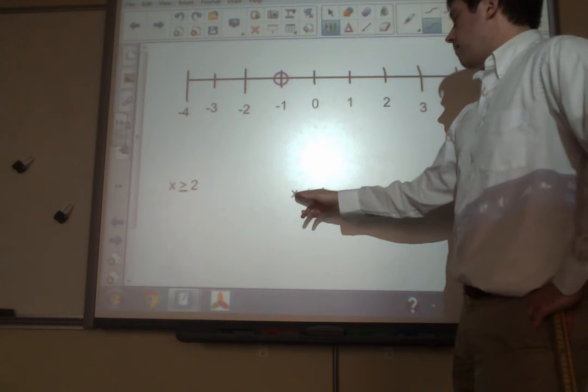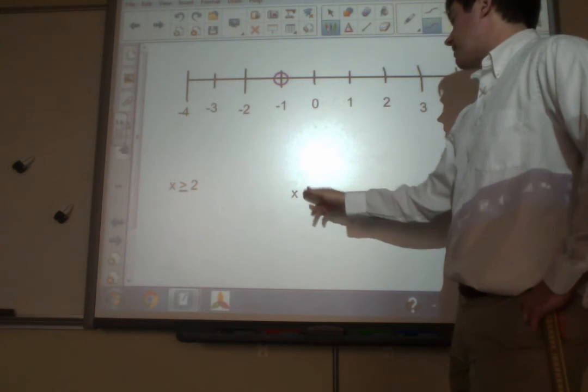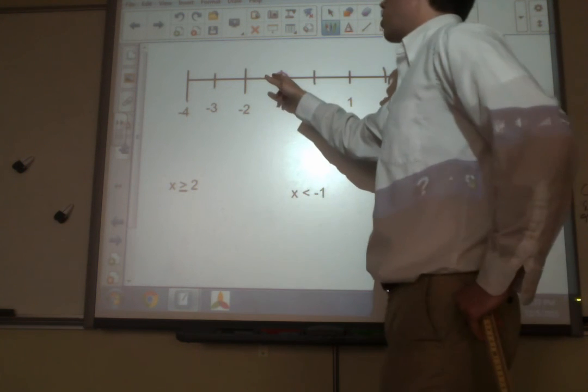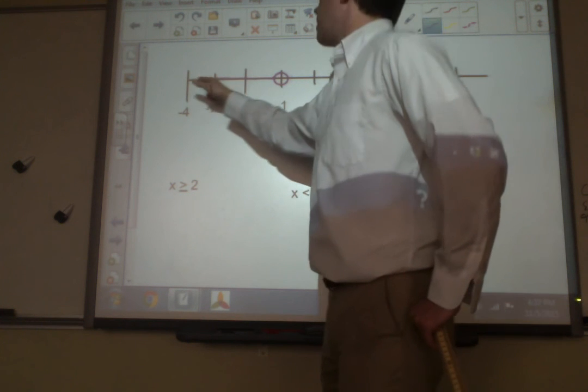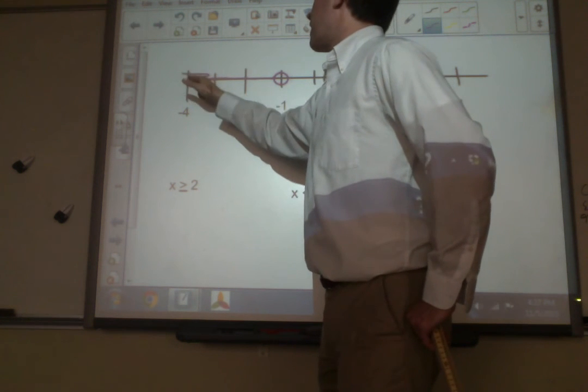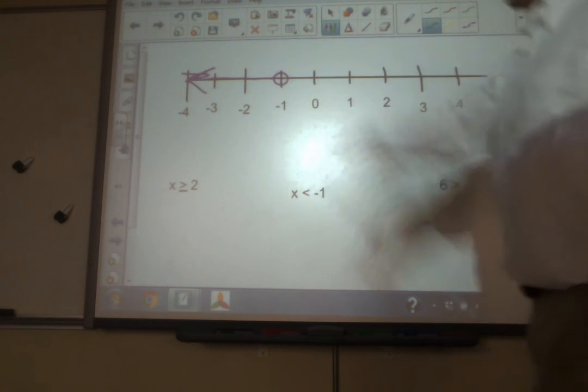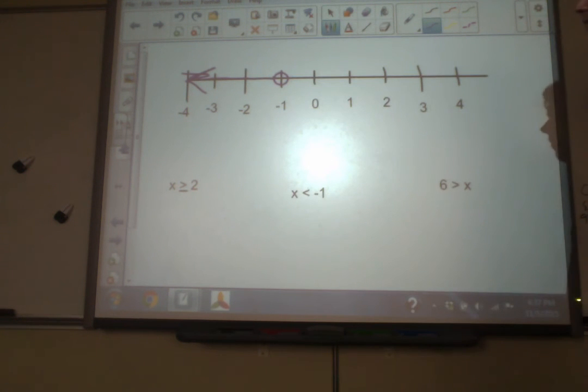Okay? But what is part of it? X is less than -1, so all the numbers that are less than -1 are going to work. So our arrow starts to come out from this dot, this time hitting all the numbers that are less than, and we draw an arrow. -2 works, -3, -4, and so on all the way down to -infinity.